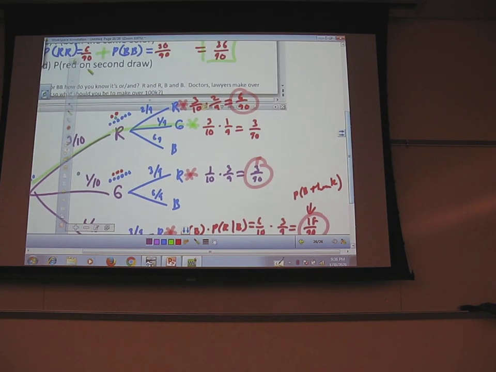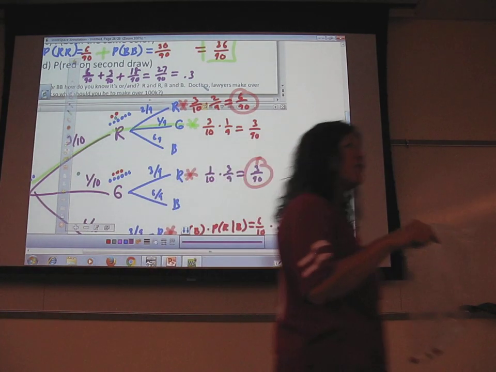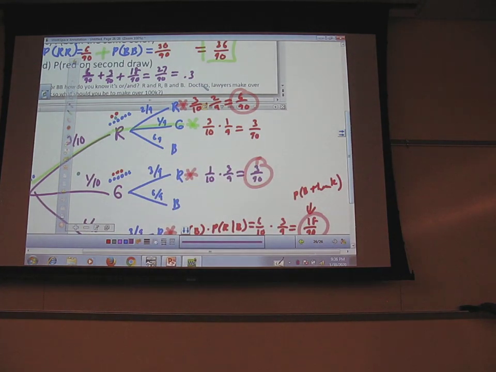So we're going to add those up. We'll get 6 out of 90, plus 3 out of 90, plus 18 out of 90. If we add those up, we end up getting 27 out of 90, which is 0.3. 3 out of 10. Good? Does that make sense? What happens is, if you don't know what the first one is, then it's like it never happened. It doesn't matter.